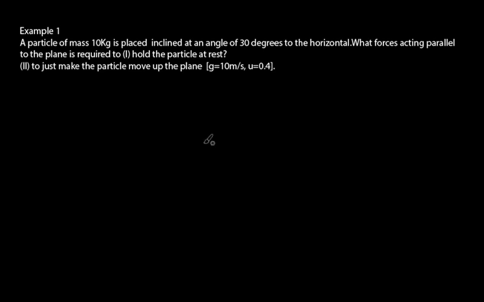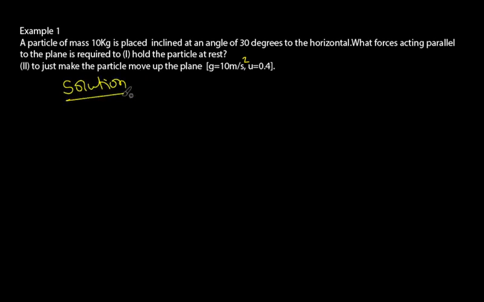Okay, so let's have a look at example number 1. A particle of mass 10 kg is placed on an inclined plane at an angle of 30 degrees to the horizontal. What force acting parallel to the plane is required to 1. Hold the particle at rest, 2. To just make the particle move up the plane. We are given gravity to be 10 meters per second square, and the coefficient of friction to be 0.4. Okay, so let's solve this.